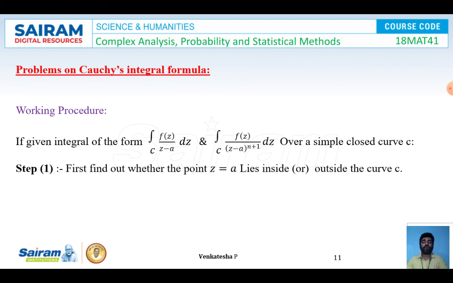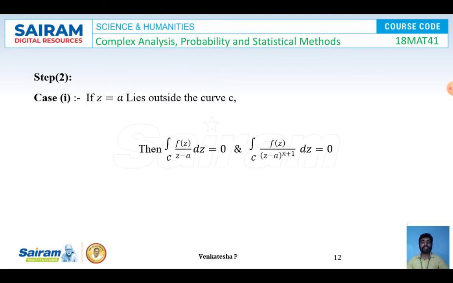Step 1 is we have to find out whether the point z is equal to a lies inside or outside the given curve C. In the first step, always we have to find out whether the point z is equal to a lies inside or outside the given curve C. Step 2: we have two cases. In case 1, if the point z is equal to a lies outside the given curve C, then the integral over the region C f of z by z minus a into dz will become 0, and the integral over the region C f of z by z minus a whole power n plus 1 into dz will become 0. This is when the point z is equal to a lies outside the given curve C.